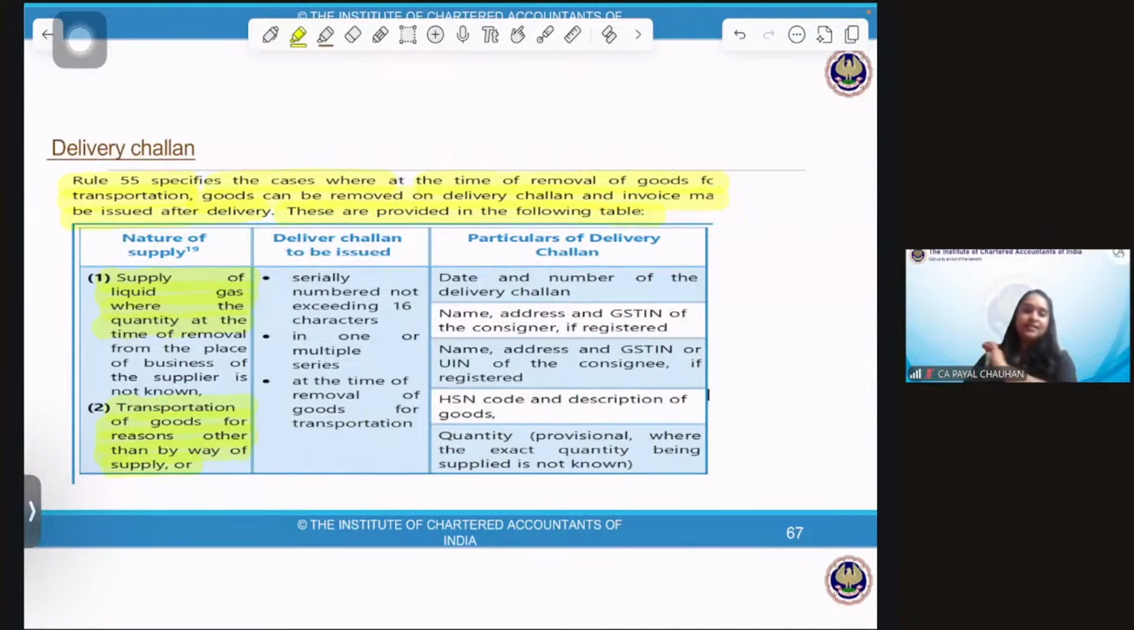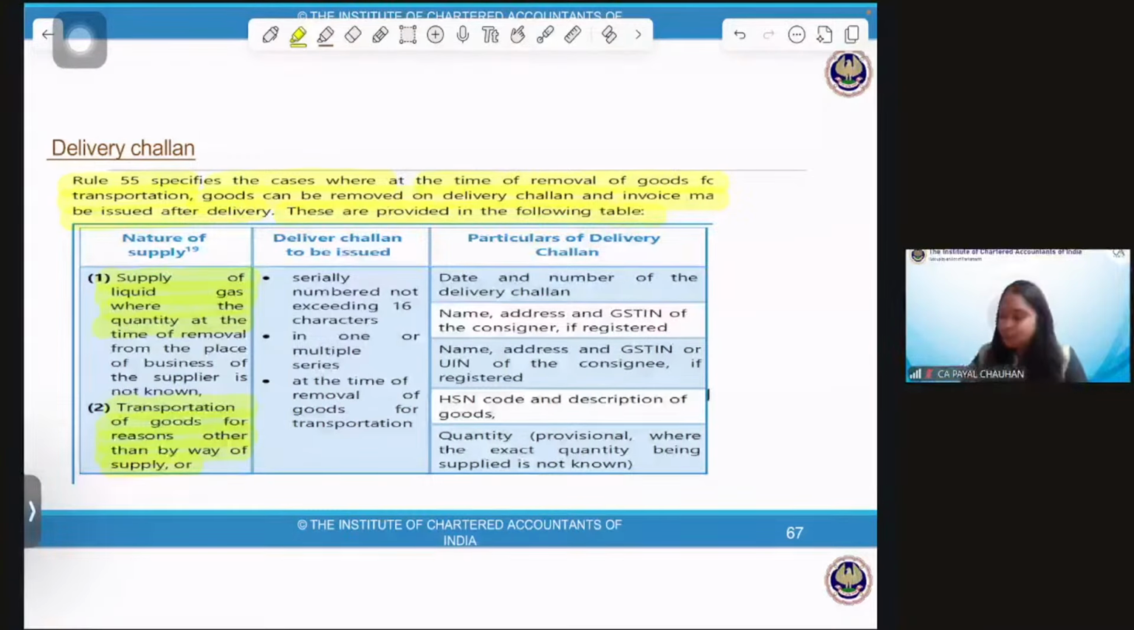This is your example. This is for you people. Tell me any two examples where I am transporting goods for a reason other than supply. Any two reasons. Yes, Navneet. If we issue an invoice, it will create a mess. Any two reasons where I am transporting the goods, but it is not a supply. Perfect, Navneet. Very good.